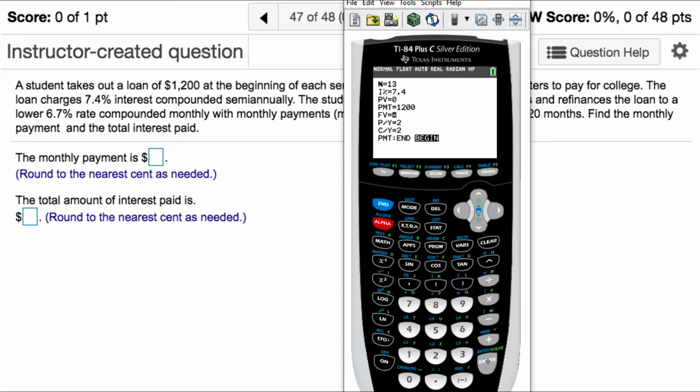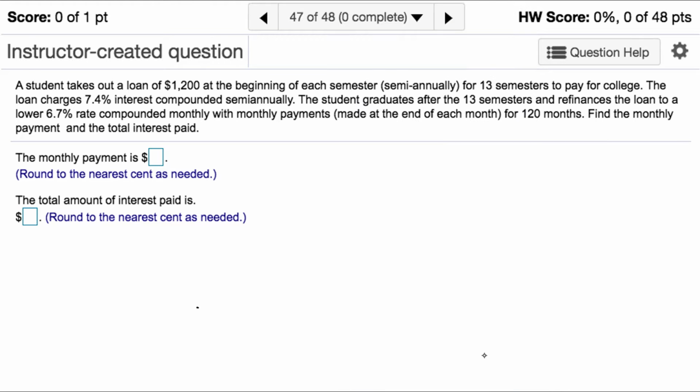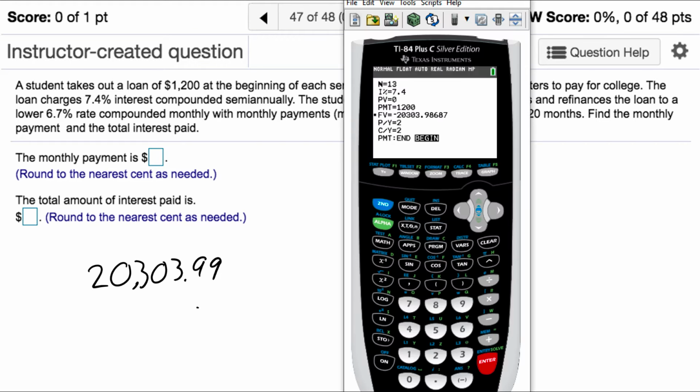So Alpha, enter. So the student is going to owe $20,303.99. All right, so we'll just write that down for now. So that's how much the student is going to owe at graduation. Now, at graduation, that's when we want to find the payment to amortize the loan.